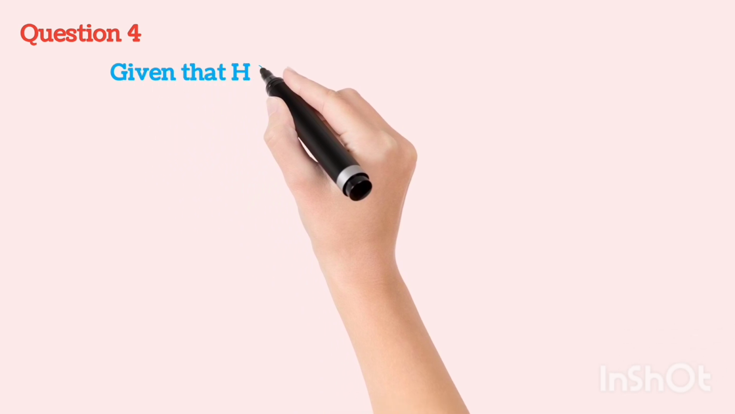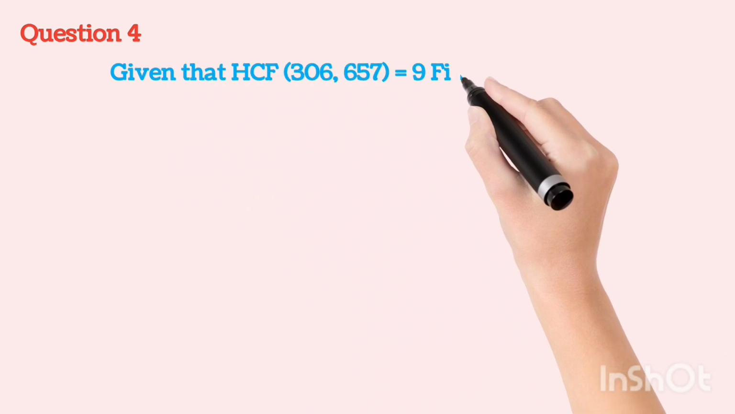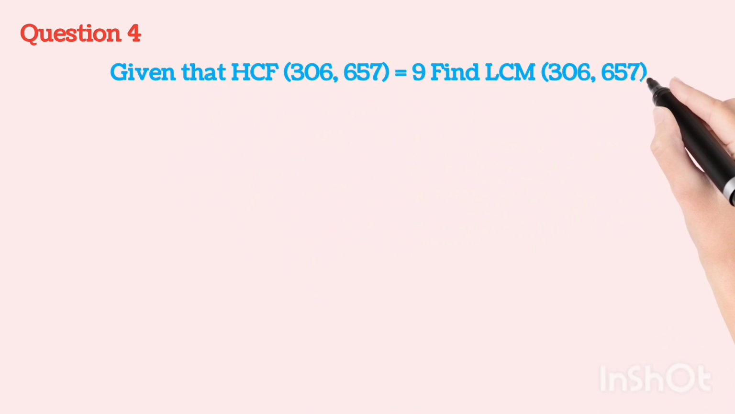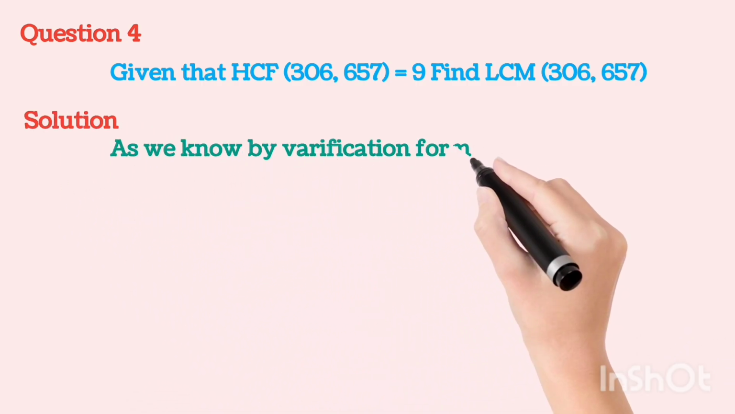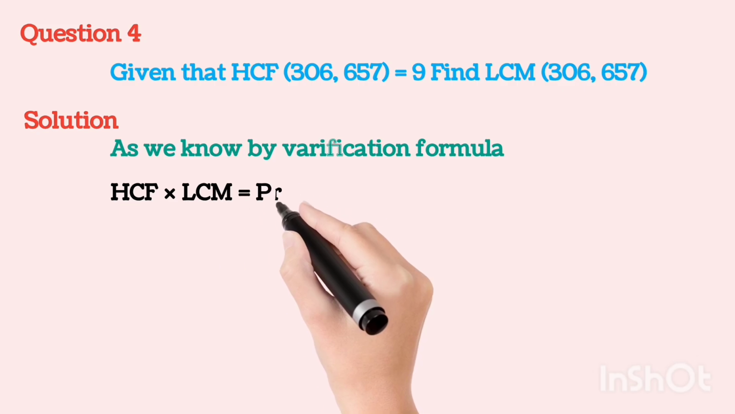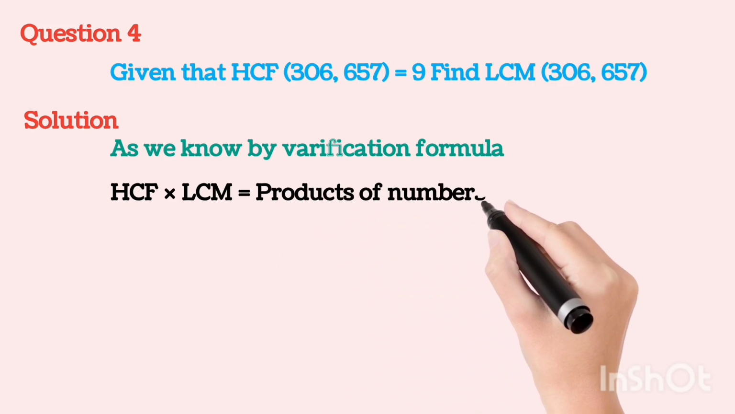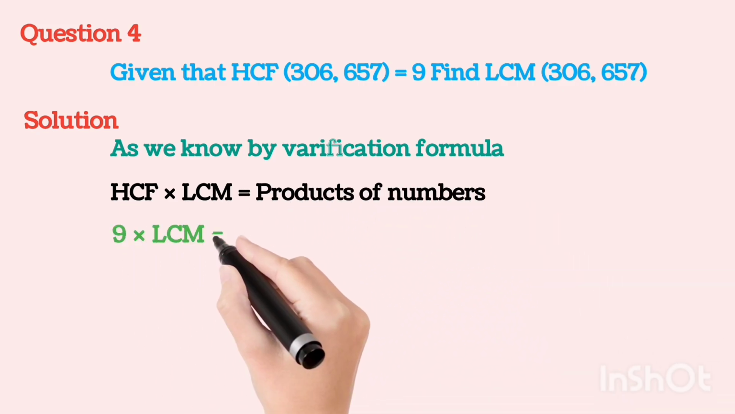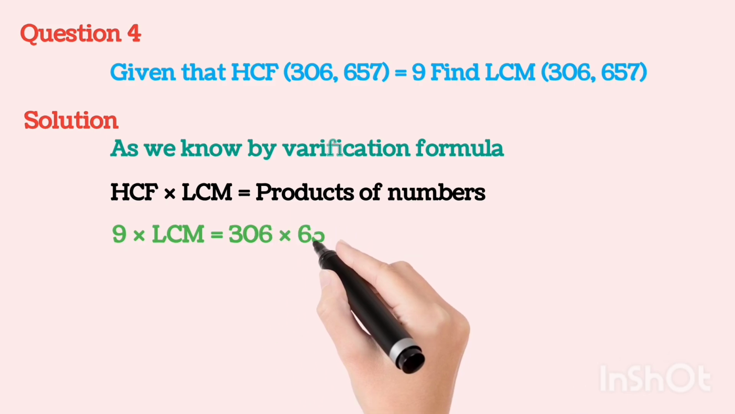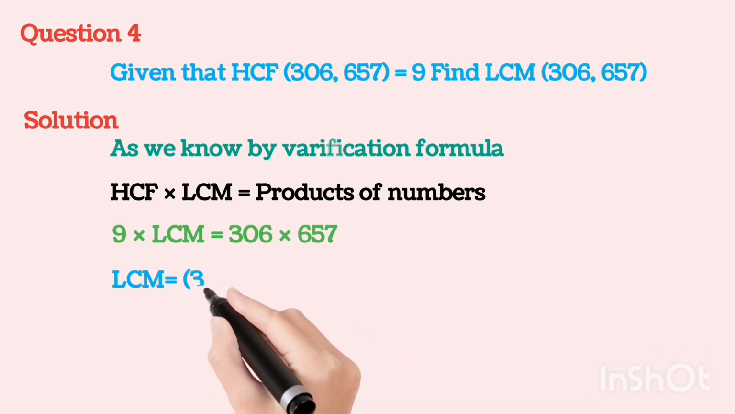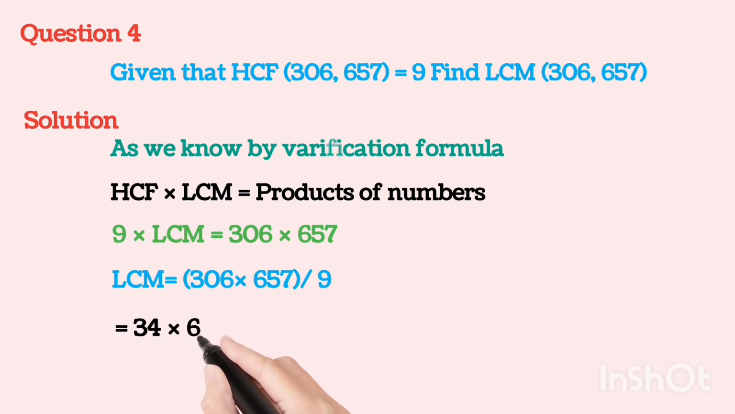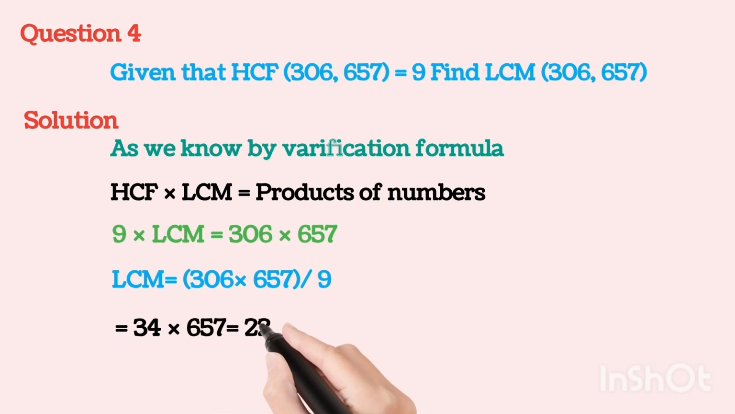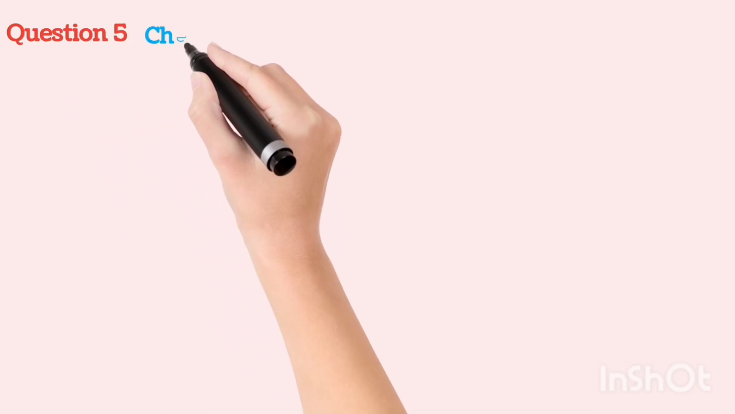Question 4. Given that HCF of 306 and 657 is equal to 9, find LCM of 306 and 657. Solution. As we know by the verification formula, HCF into LCM is equal to the product of the numbers. Now 9 into LCM is equal to 306 into 657. Now LCM is equal to 306 into 657 whole divided by 9, which is equal to 34 into 657, that will be 22338.